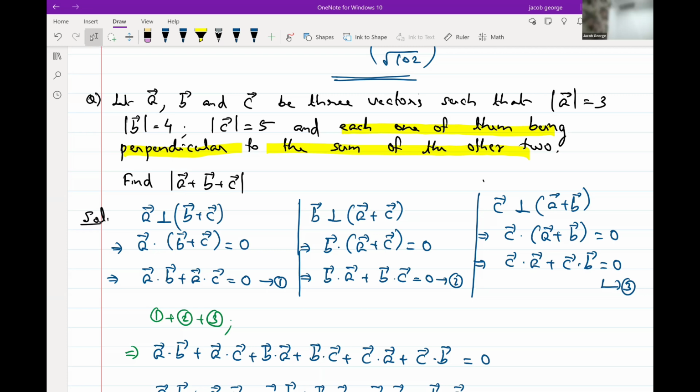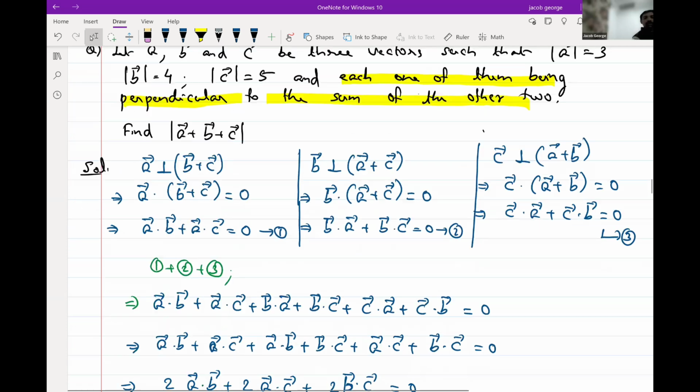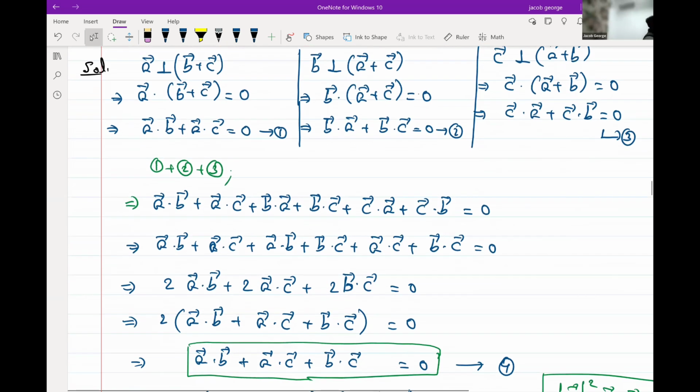Same way, vector C is perpendicular to what? Vector A plus vector B. Dot product is 0, and we get equation number 3. After getting these 3, then what do you do? You will add them. When you add them, we get 2 times, by the commutative property. And from there, we write A dot B plus A dot C plus B dot C is equal to 0. Equation number 4, because 1, 2, 3 we have already written. Is it clear till this step?